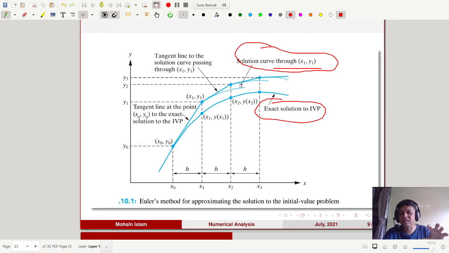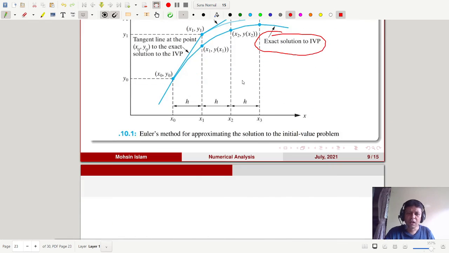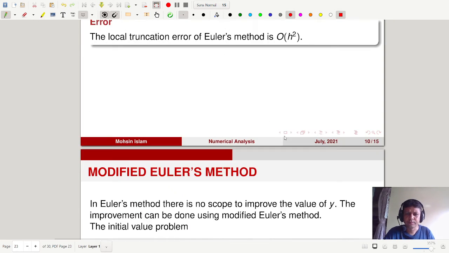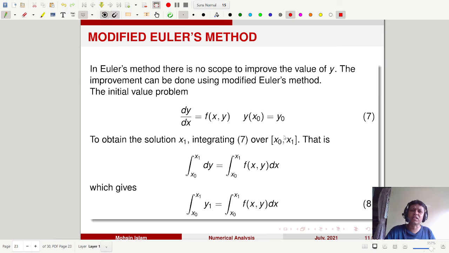Okay, and this gives you a geometrical idea also. Also, the local truncation error of Euler's method is of order h square, and the global error is also of order h square. So next we'll discuss the modified Euler's method.